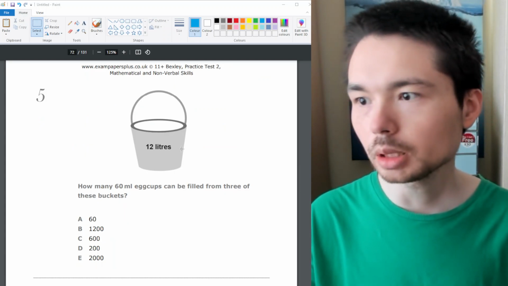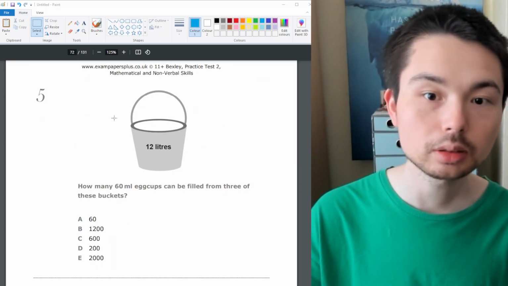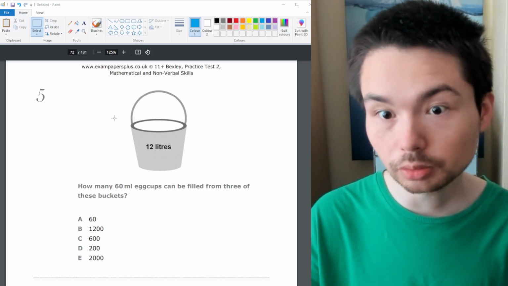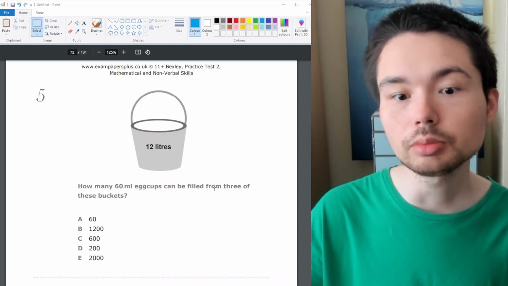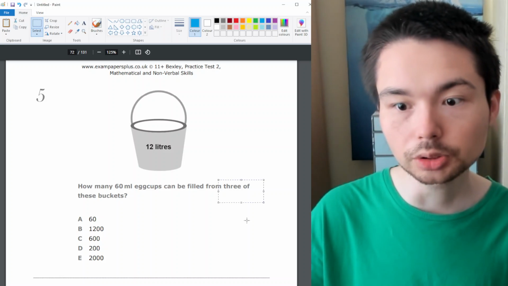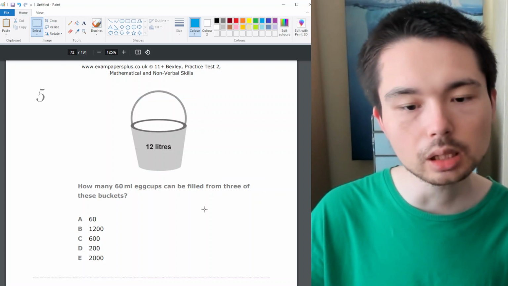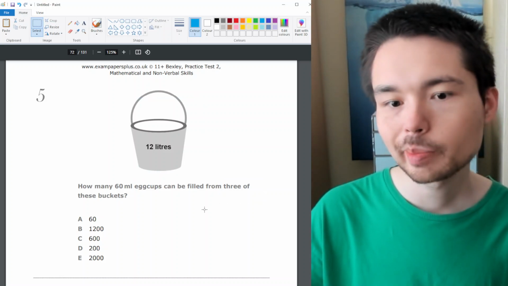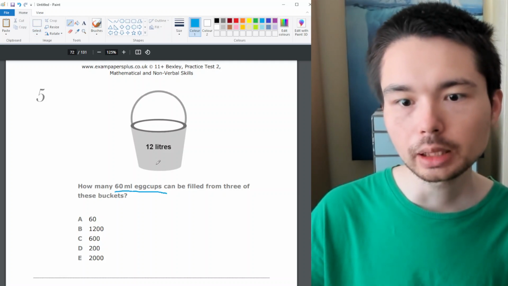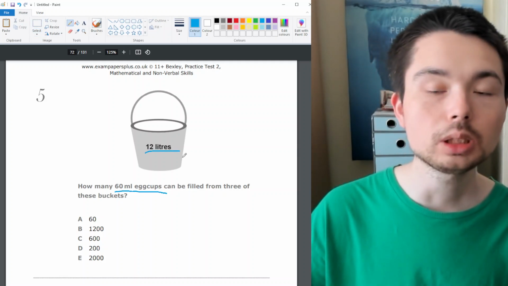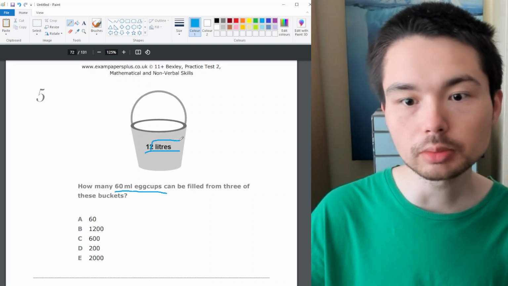Question 5, maybe the last question for this video, and then the rest of these maths questions will be in future videos. Here we go. How many 60 milliliter egg cups can be filled from 3 of these buckets? Already they're tricking you because they're only drawing 1. Very easy to get that wrong. This bit, 60 milliliters, look, and now 12 liters. Now step 1, we need to change them so there's the same type of number.